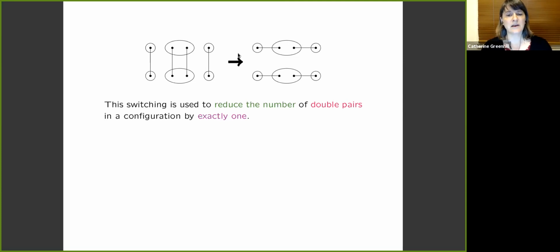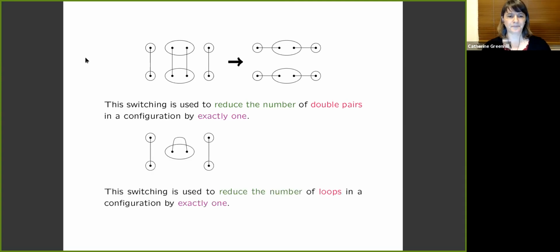And I only do this if each of these 4 pairs is also simple. So there shouldn't be any pair already between these 2 cells. Of course, all of the cells in the picture might have lots of other points, but they're going to other places. The pairs that we've shown here are the only 2 between these 2 cells, for example. Then when you choose this as carefully as I've explained, you're removing exactly the double pair that you're targeting. You're not removing any other sort of defects, and you're not introducing any problems. You're certainly not introducing any loops because the cells are all distinct. So we use this switching to reduce the number of double pairs by exactly 1.